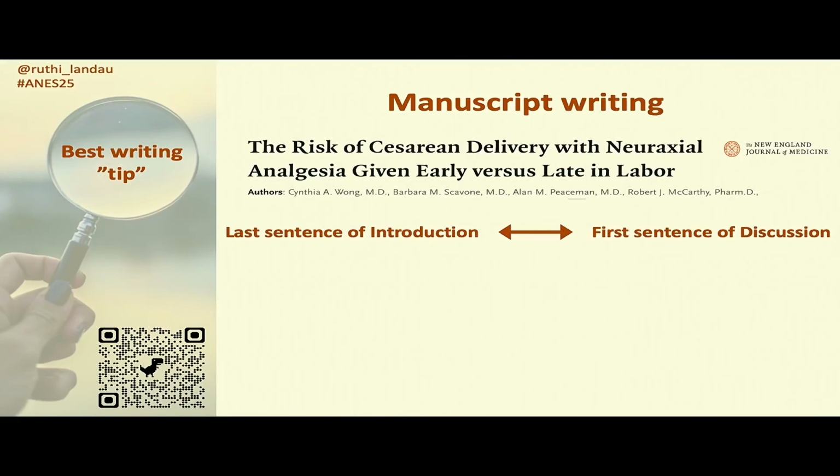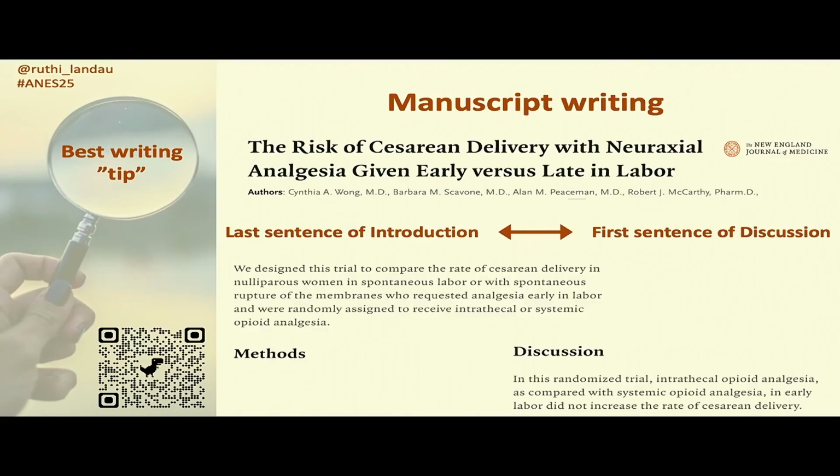So without putting you on the spot, I took your paper from 25 years ago. So that was yesterday. That's a recent paper. And guess what? You did it right. So this is the last paragraph of the introduction, right before the methods. We designed this trial to compare the rate of cesarean delivery in nulliparous women in spontaneous labor or with spontaneous rupture of membranes who requested analgesia early in labor and were randomly assigned to receive intrathecal or systemic opioid analgesia.